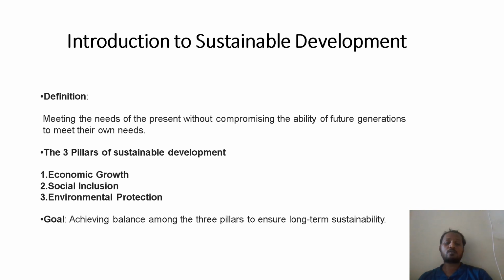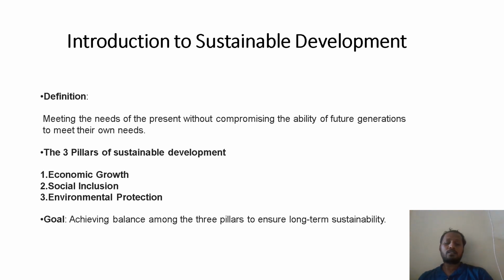The second thing is social inclusion. There are many groups that are deprived of basic needs. So social inclusion should be there, so that nobody is deprived of their basic rights and even their different rights also. The third one is environmental protection. Environmental protection talks about wildlife protection, abiotic factors, trees, forests, and the whole environment.